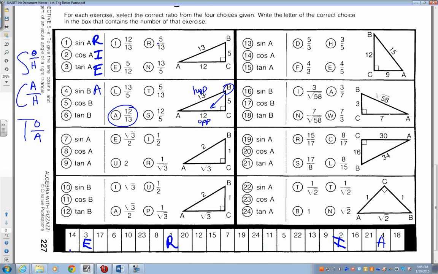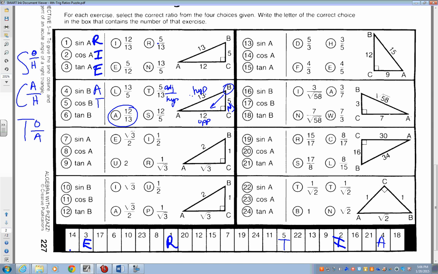A. Now they want us to do cosine of B. Cosine is adjacent over hypotenuse. Adjacent means next to, so the side that's next to angle B is this 5. So that's adjacent, so I'm going to do 5 over hypotenuse, which is 13. This right here is the adjacent part. 13 is the hypotenuse. So that is T. So at the bottom, I find number 5 and put the letter T.